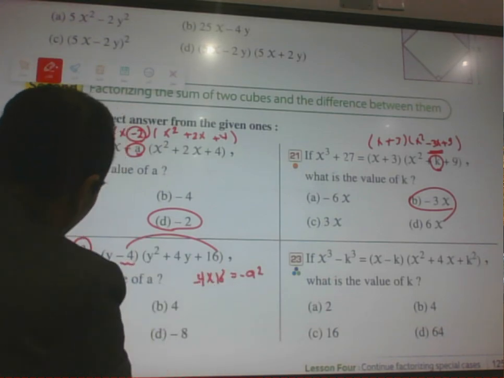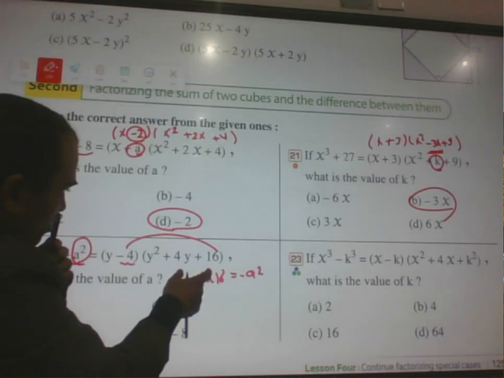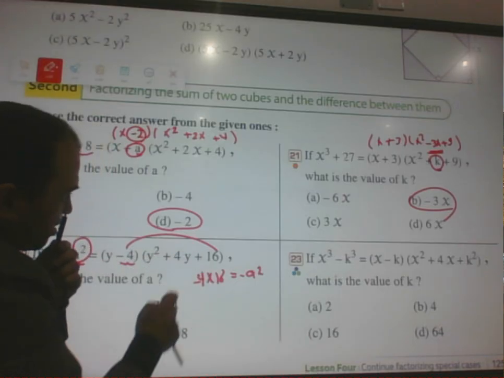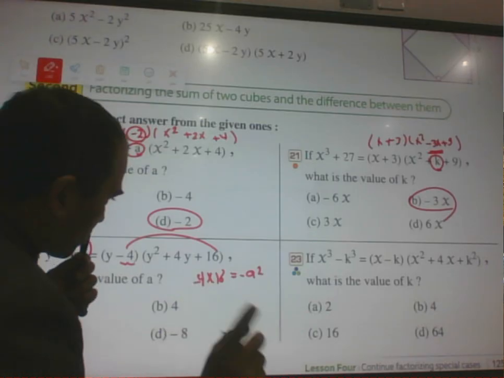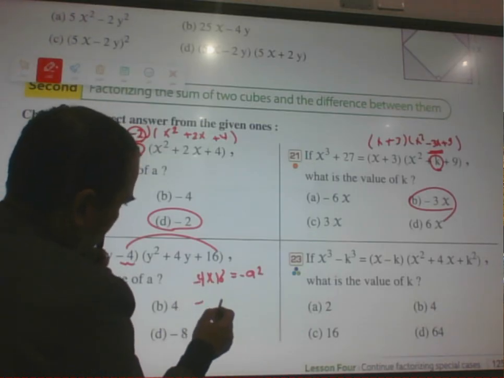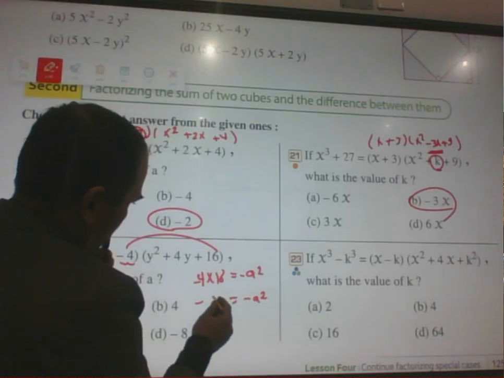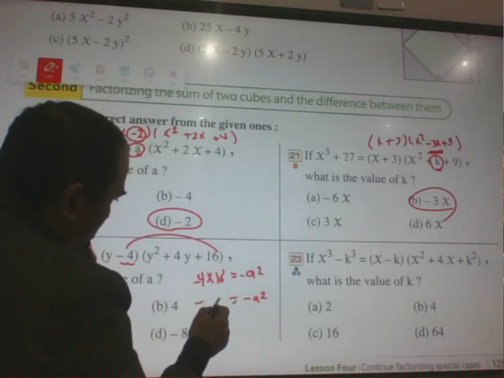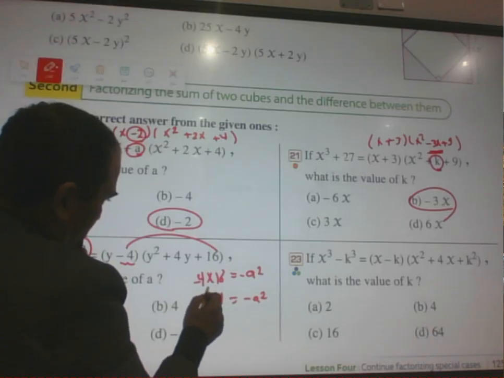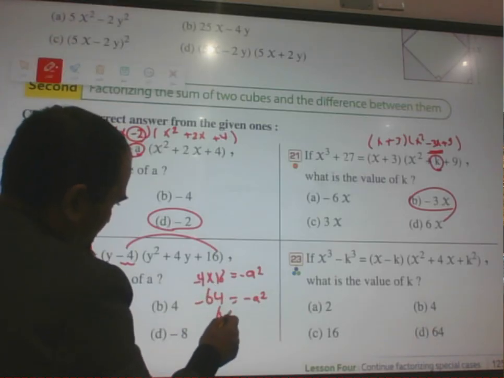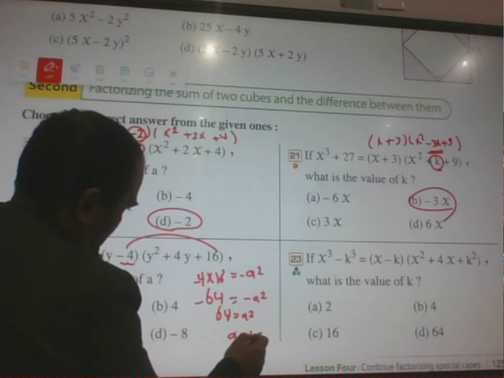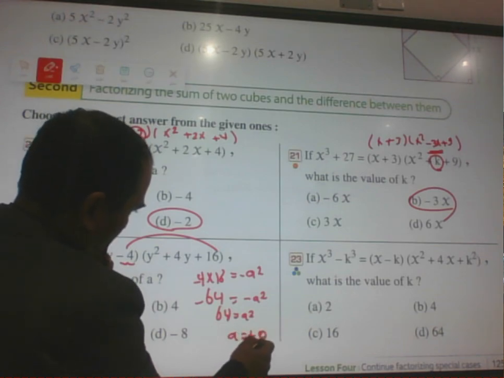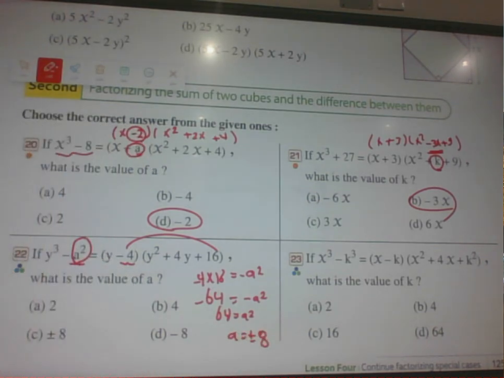Okay, my students, you can find a power 2 equivalent to the product between the second here and the second here. The product between them equals negative a power 2. Then, negative a power 2, and here 4 times 16 equals what? 4 times 6 is 24, right? 4 and carry 2, 1 times 4 is 4, plus 2 is 6. And then we have 64 equal a power 2. Then the value of a equals positive or negative square root of 64. So that will be positive or negative 8.